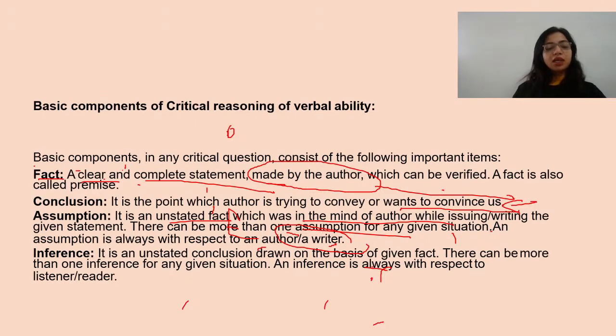Comes inference. Inference is an unstated conclusion drawn on the basis of a given fact. There can be more than one inference for any situation, and there can also be more than one assumption. But an inference is always with respect to the listener or the reader. Just like the assumption is always with respect to the author, an inference is always with respect to the listener. This is also unstated, just like assumption, and it is drawn on the basis of a given fact.